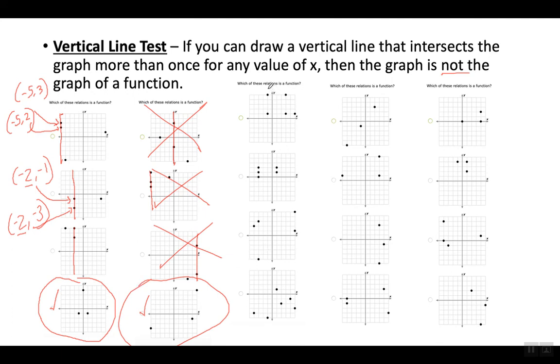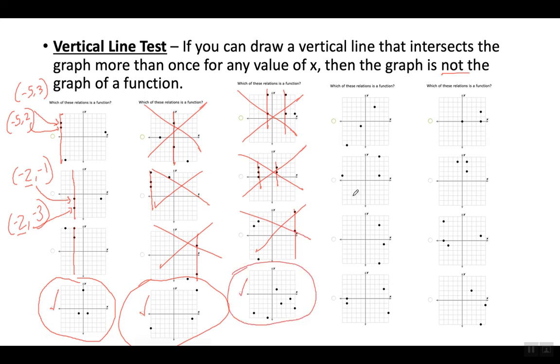Alright, this one, look, boom and boom. Wrong. Boom, boom. That's my new thing. Alright, esta está mal. Esta aquí puedo dibujar la línea vertical, así que ya, esta no puede ser una función. This is the only correct answer.